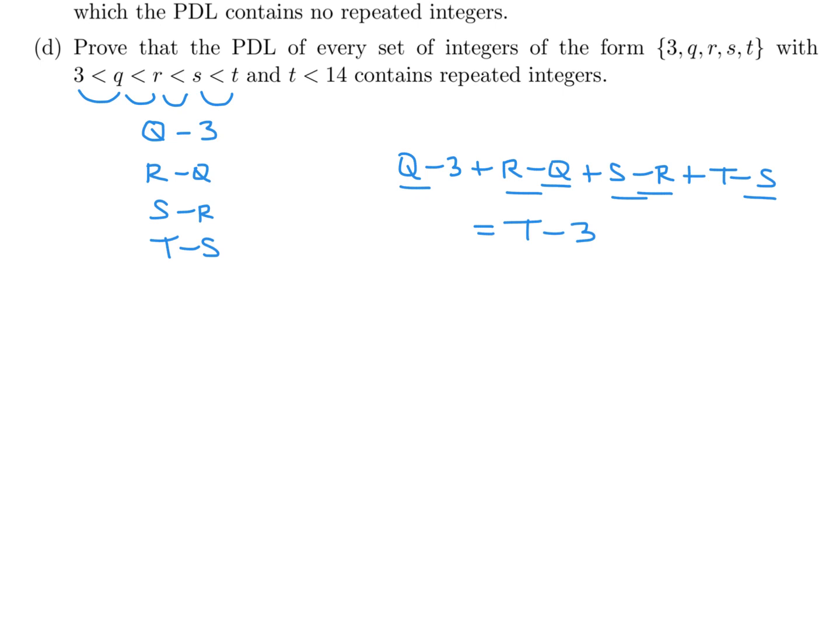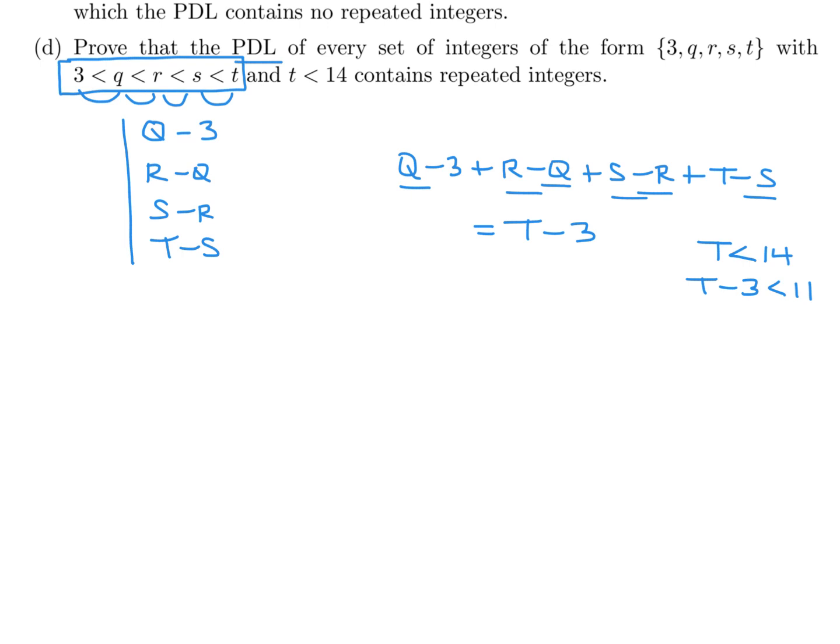Now, they have told me that T is less than 14. So that means if T is less than 14, that means T minus 3 must be less than 11. And then if it's less than 11, well, the minimum it could be is 10, because these are all different, right? If you look at this inequality, they're all different. So the differences have to be unique. These 4 have to be unique. Later, you could probably get some doubles with some of the other members of the PDL. But these ones have to be unique.